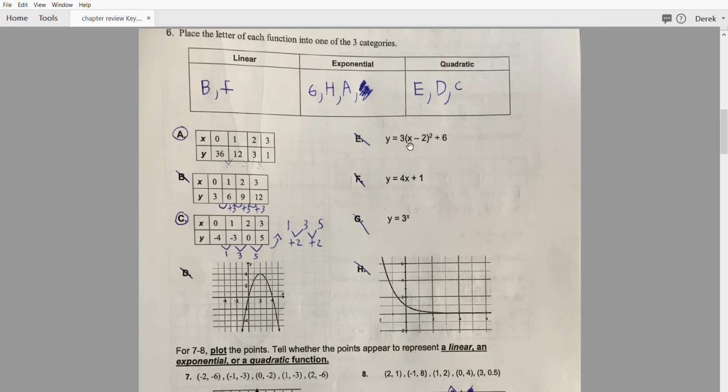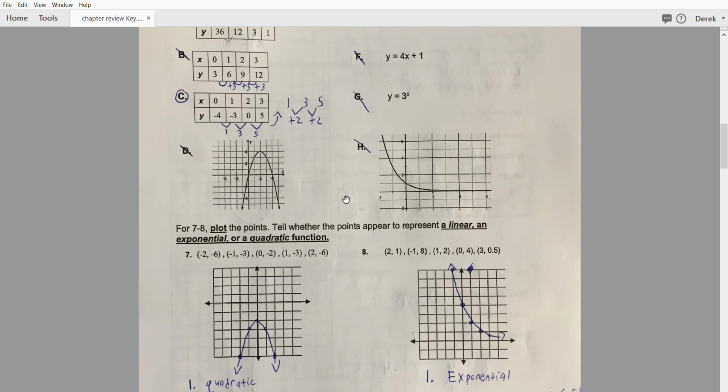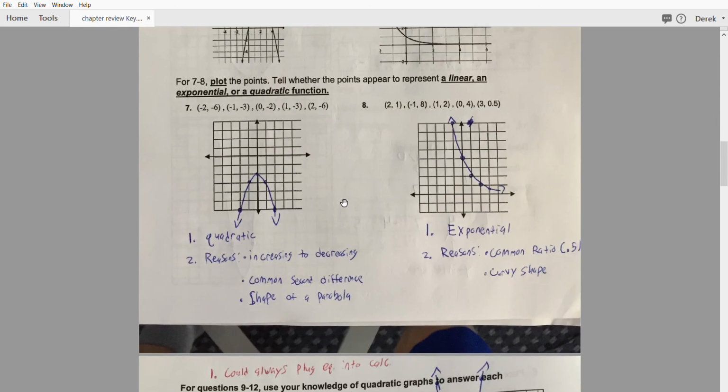For the rest of these, just look at what I put here and see if you understand it. If you understand it, we are good to go, and we'll move on. All right, so it asks you to plot the points and then decide if it's linear, exponential, or quadratic. So we'll start at number 7.